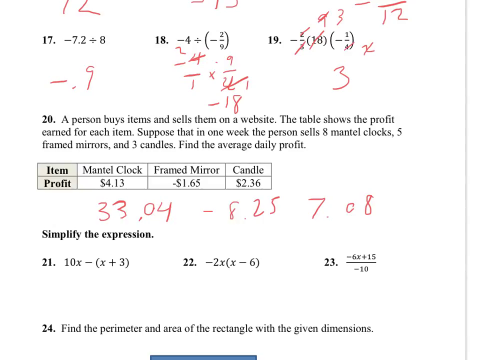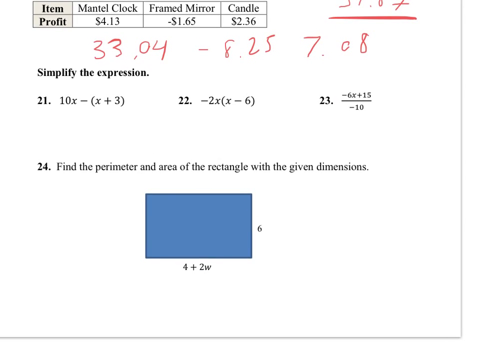33.04 minus 8.25 should end up with a grand total of $31.87. Okay, well, let's keep on moving. We're on 21. Simplify the expression. Okay, there's a negative sign out in front, which means everything in front will change signs, because you can think that there's a 1 there, except it's a negative 1.